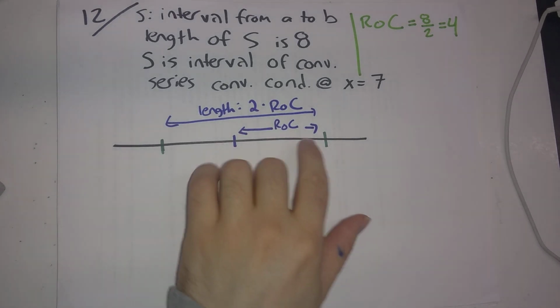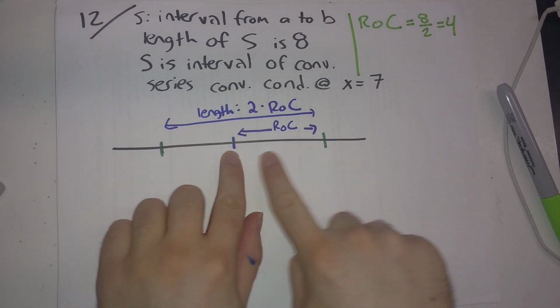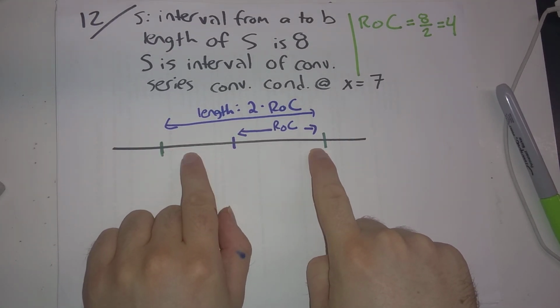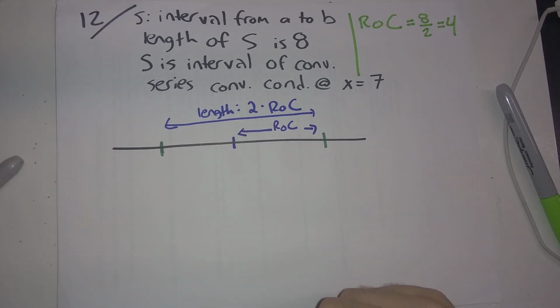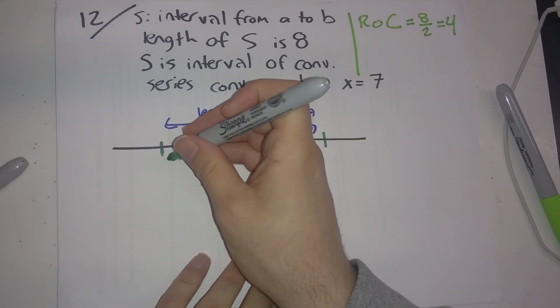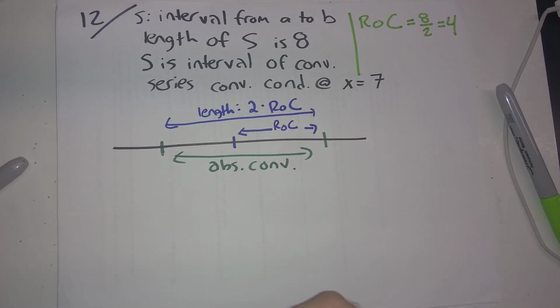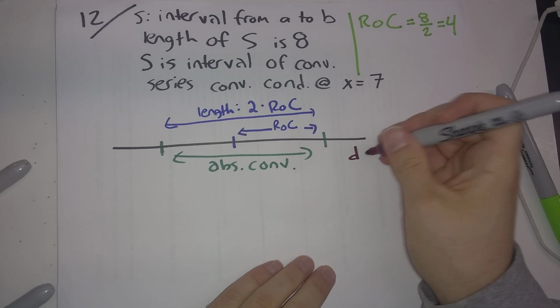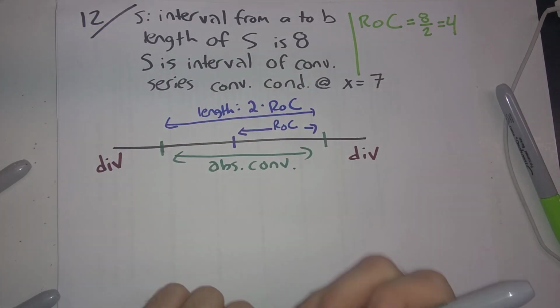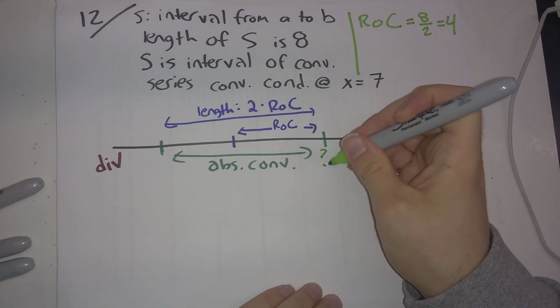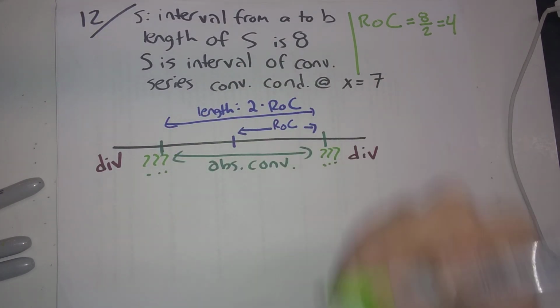Okay, what else can I say just from this generic picture here? Inside, if your distance from the center of your power series is strictly less than the radius of convergence, you're going to absolutely converge. If you are outside, if your distance from the center is strictly greater than the radius of convergence, you're going to diverge. And at the endpoints themselves, we don't know. It's possible that you'd have absolute convergence. It's possible you'd have conditional convergence. It's possible that you have divergence at the endpoints of the interval.